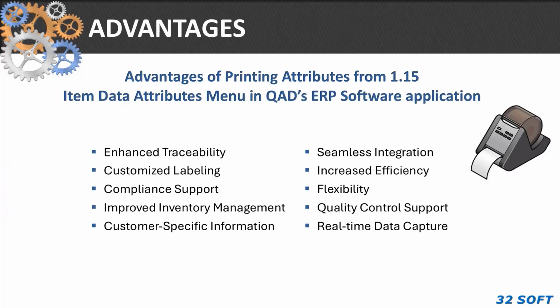Once the QAD Attribute and Quality module is understood, implemented, and operational, the benefits and advantages of utilizing and printing attributes from 1.15 Item Data Attribute menu become manifest, including enhanced traceability, customized labeling, compliance support, improved inventory management, customer-specific information, seamless integration, increased efficiency, flexibility, quality control support, and real-time data capture.